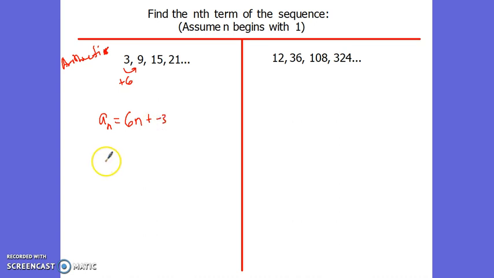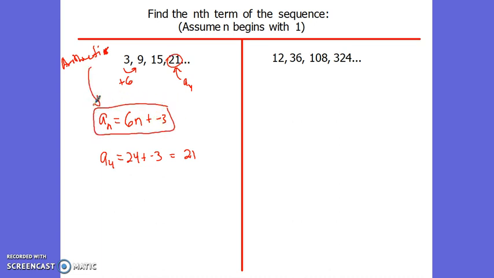And now if I wanted to find any one term, such as number 21 here, that's our fourth term, a sub 4 plugged in would be 6 times 4 is 24, plus that negative 3, and it would get us right back to the 21 we were looking for. So this would be a good arithmetic sequence. Sorry about the handwriting there.